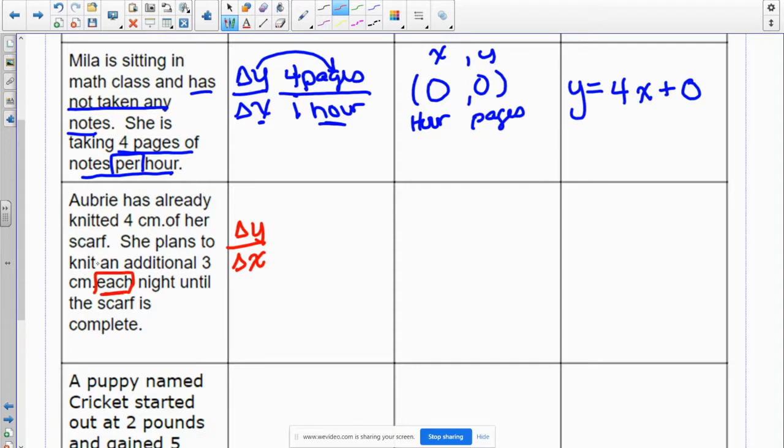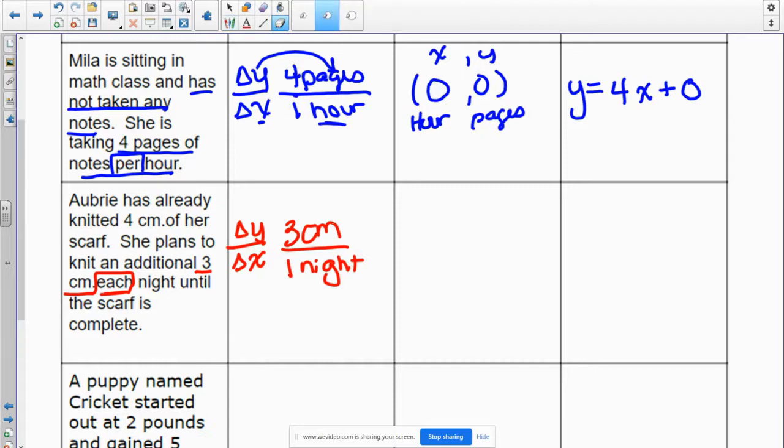So she plans to knit an additional 3 centimeters. That's the top. 3 centimeters per, or each night. So 3 centimeters each night. I'll rewrite that so it looks nice here. So that is my slope.